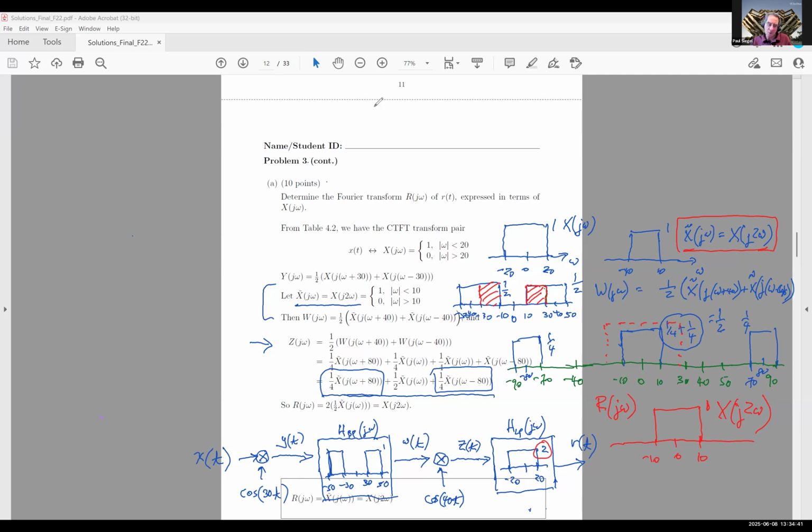Does that answer your question? Yeah, thank you. I guess I didn't approach it graphically at first, so I guess that just gave me trouble visualizing it.